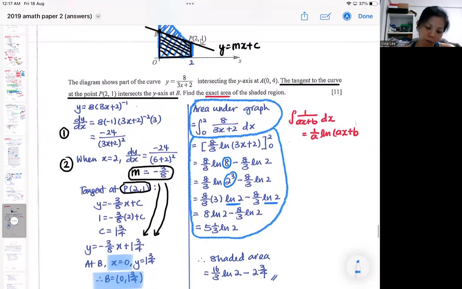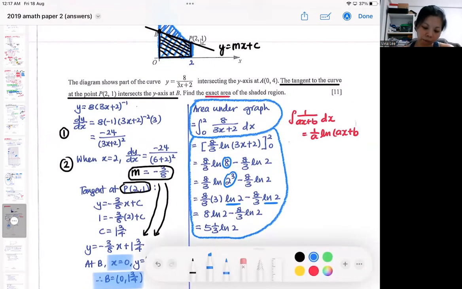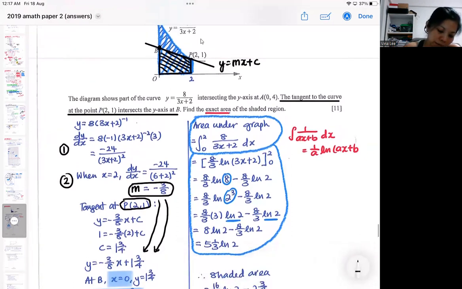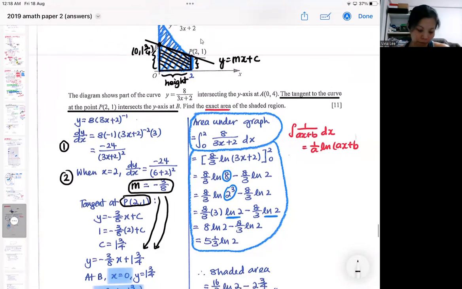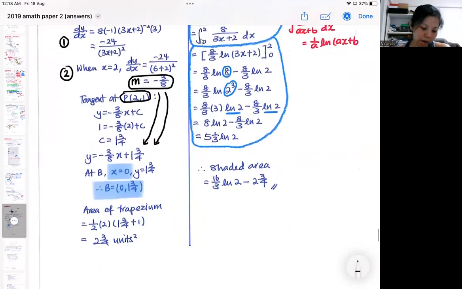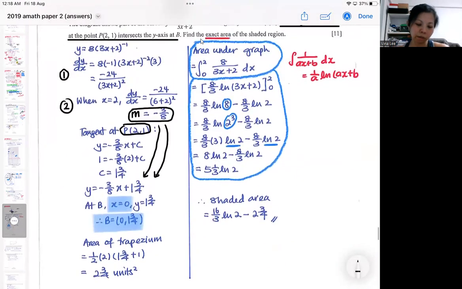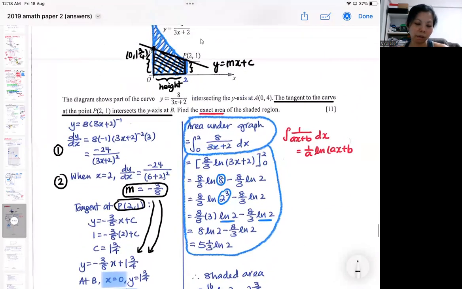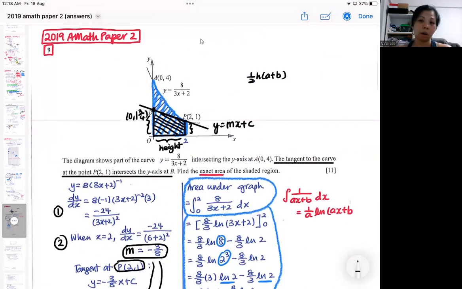Once I get the coordinate of B, I prefer to do it by the trapezium formula. You get the two parallel lengths, and this will be the height of the trapezium. That's how I got the area of the trapezium, and I just subtract it away and leave it in the exact form. I'm not going to punch out the calculator. I just leave it in the exact form.